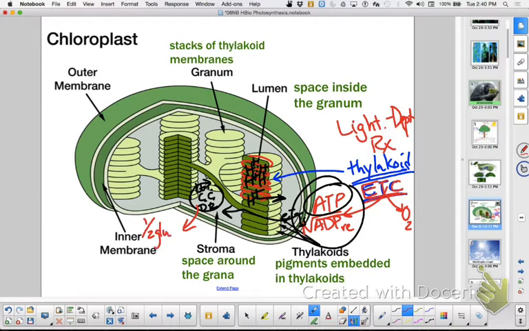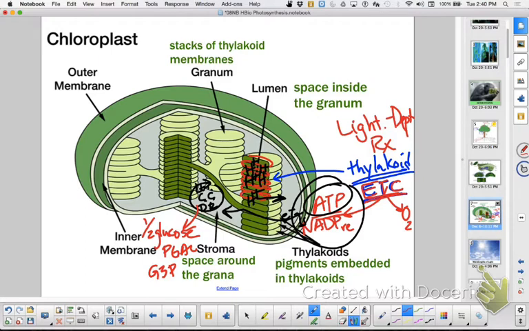Good. What do you call half of a glucose? No, you use glucose to make it. PGAL, or another name for it is G3P. Okay? So if you do it twice, you get 2 of those.